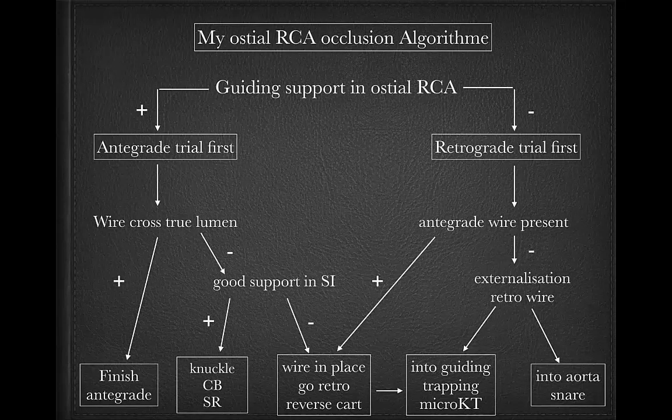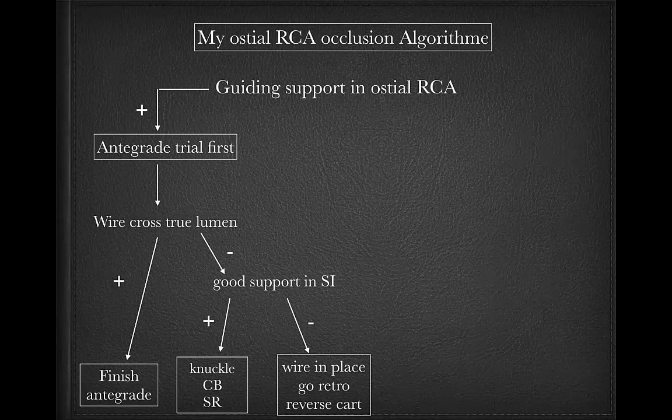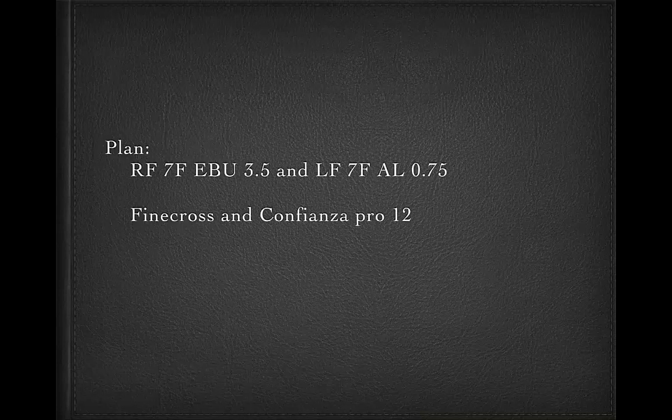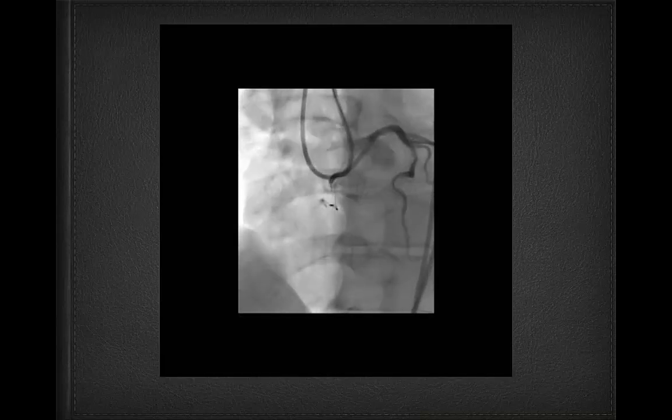So on my tree, you have a guiding support on your ostium. So you are on the left part of the tree. And then the next question is, are you able to cross with an antegrade wire in the true lumen or subintimal? So here I work bifemoral approach, 7 French, and go first with a Confianza and a FineCross.